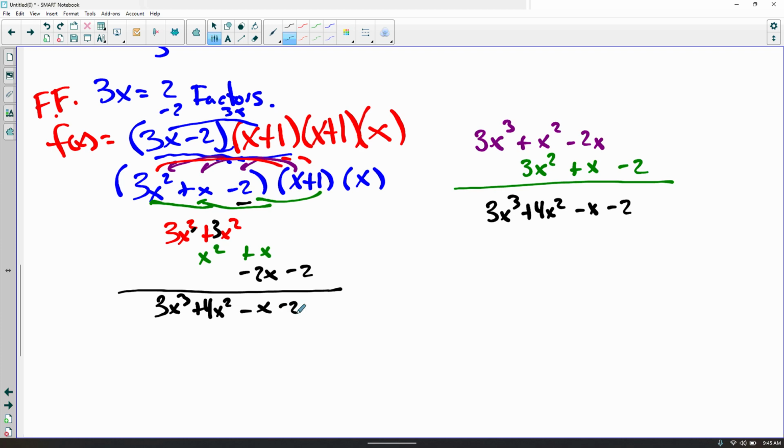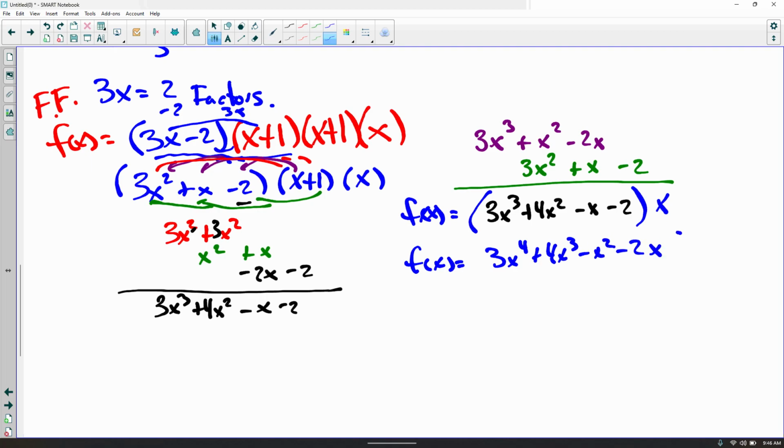So this one stacks again. It's a little bit cleaner to me. It's more efficient, but it doesn't matter. When you get done with this, there's an x in the back, and you have an f of x in the front. And what will you do with the x? Yeah. When you distribute that, that's just going to be 3x to the fourth plus 4x cubed minus x squared minus 2x. Here is your standard form. What do we call that one? Yeah, it's a quartic polynomial.